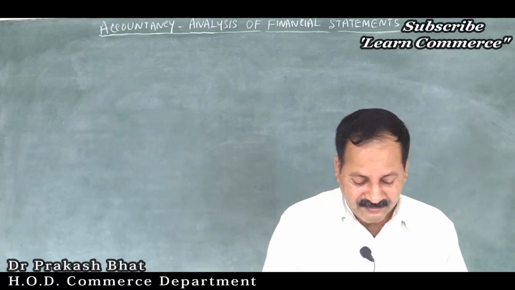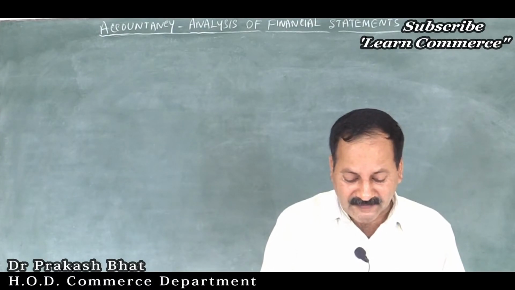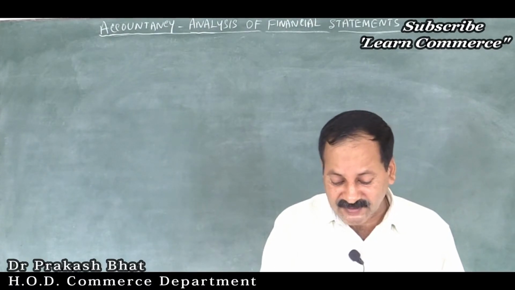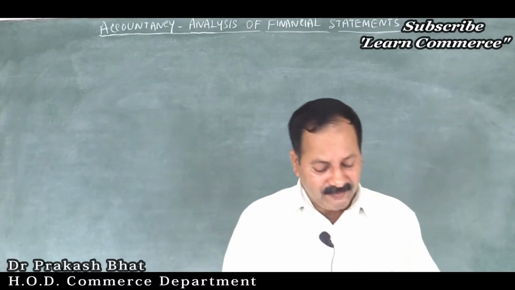Okay. From the following information, prepare comparative statement of profit and loss for the year ending March 31st, 2016 and March 31st, 2017 of Raju Company Limited. Company's name is given as Raju Company Limited, right? Let us see the problem.